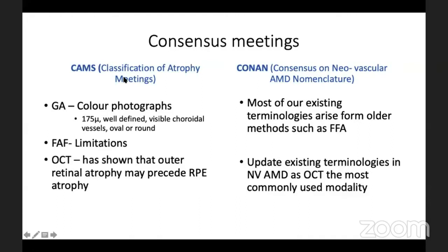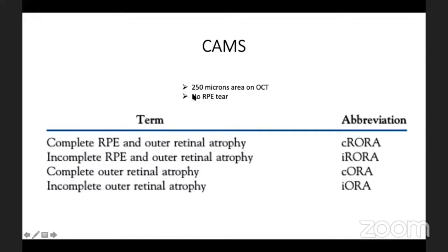Now, CAMS predominantly covers the dry or non-neovascular AMD, what we previously referred to as geographic atrophy. Previously, geographic atrophy was decided on the basis of color photographs. It was defined as a well-defined area of 175 microns or more through which we could see visible choroidal vessels. But even if we use FAF, which is now the gold standard for measuring atrophy, there are limitations. And with OCT, we know that outer retinal atrophy, at least in certain scenarios, may precede retinal pigment epithelium atrophy. That's why we need CAMS, or the Classification of Atrophy Meetings, for dry AMD. So let's talk about the CAMS nomenclature first.